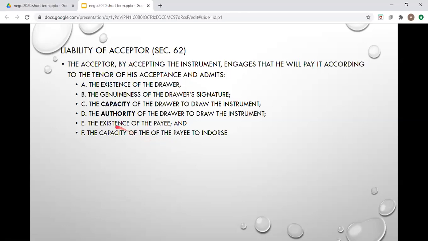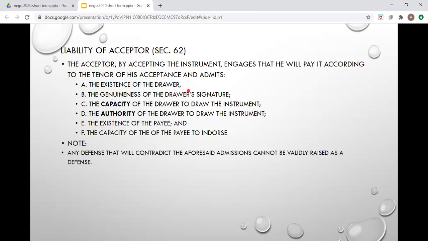So if you notice, just like the maker, he admitted the existence of the payee and the capacity of the payee to endorse. With this, let's consider: the acceptor admitted the existence of the drawer. What is the defense that cannot be raised by the acceptor, considering that he admitted the existence of the drawer? Just like in our previous discussion, if you admitted the existence of the payee, then the defense you cannot raise is that the payee is fictitious or non-existing. In like manner, if you have admitted the existence of the drawer, you likewise waive the defense that the drawer is a fictitious or non-existing person.